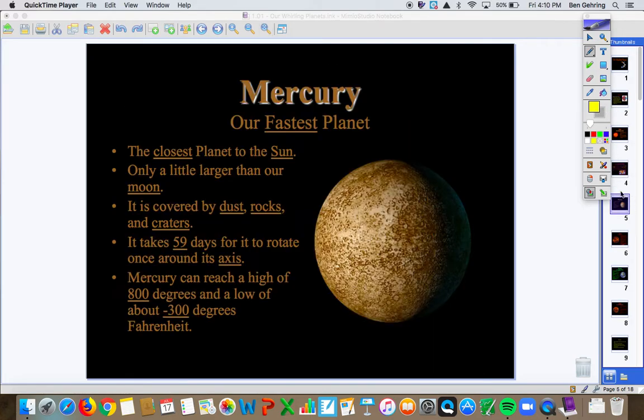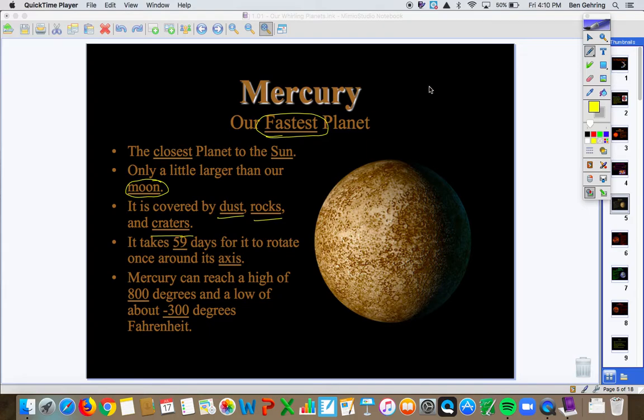So let's get started. Our first planet is called Mercury. This is our fastest planet. Mercury is closest to the sun. It's a little bit bigger than the moon. So if we took the moon and put it by the sun, we would have essentially Mercury. It's covered by dust, rocks, and craters. It has no atmosphere because the sun vaporized it all, blew it all away. So it's just like our moon, essentially a solid chunk of material going around right next to the sun.